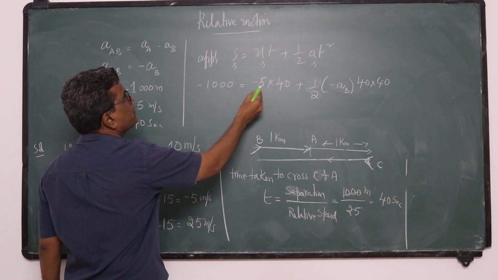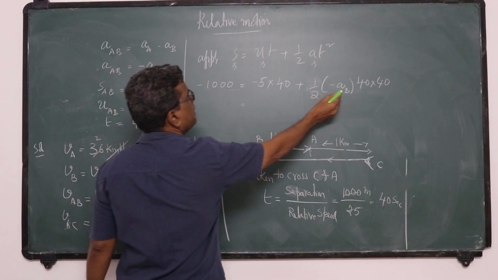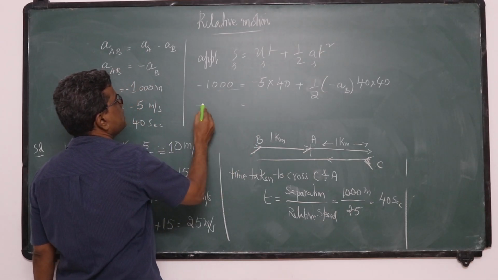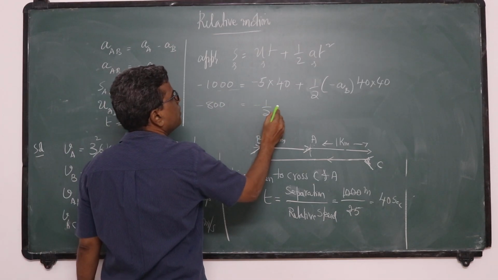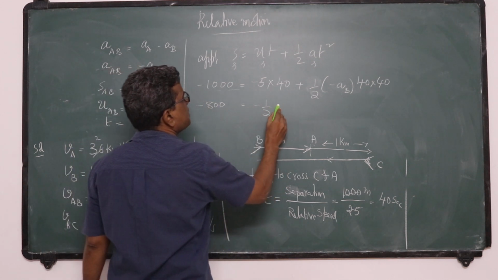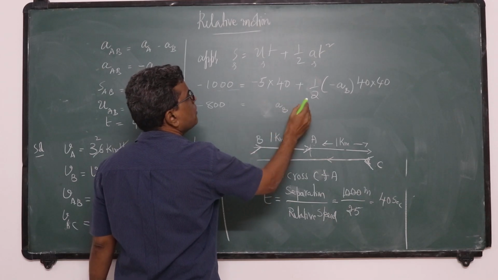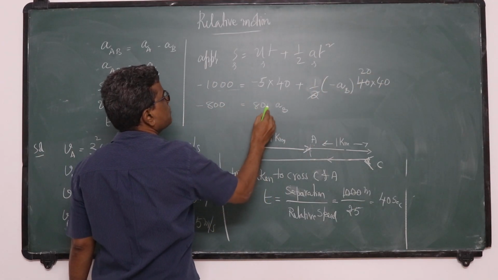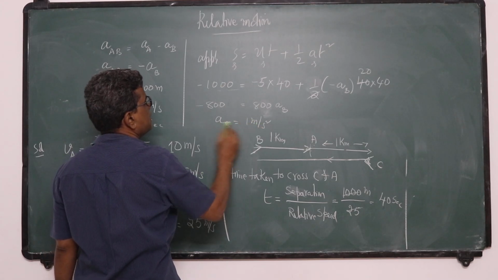So what will you get here? We want the minimum acceleration AB. This is 1000, this is 200, so it is minus 800. Bring this side: minus half, the acceleration of B times 40 into 40. 20, the 2 gets cancelled, 20 into 40 is 800. So what is the acceleration of B? It is 1 meter per second square.